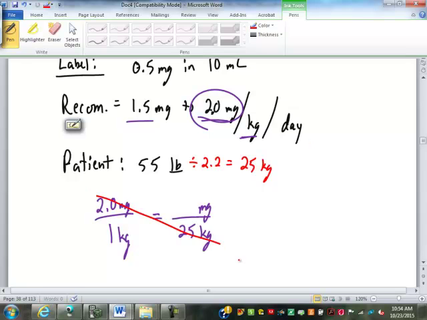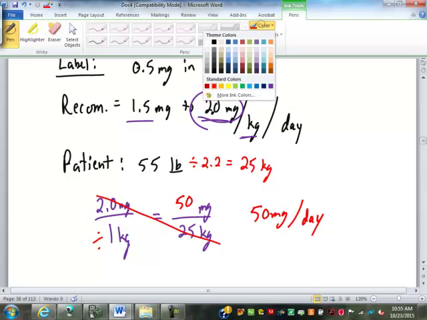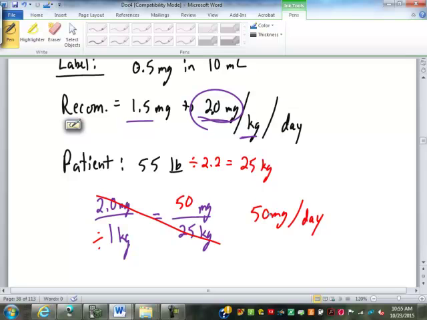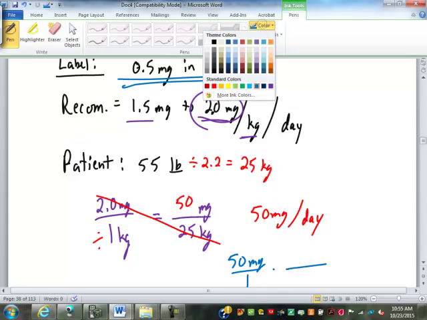So anyway, 2.0 times 25 is 50, divided by 1 is still 50. So 50 milligrams. That is 50 milligrams per day that we have to recall here. So we're going to have to do a conversion, however, on that 50 milligrams. We have to convert it because the concentration is 0.5 milligrams in 10 milliliters. So we're going to take that 50 milligrams, and we're going to do the conversion.